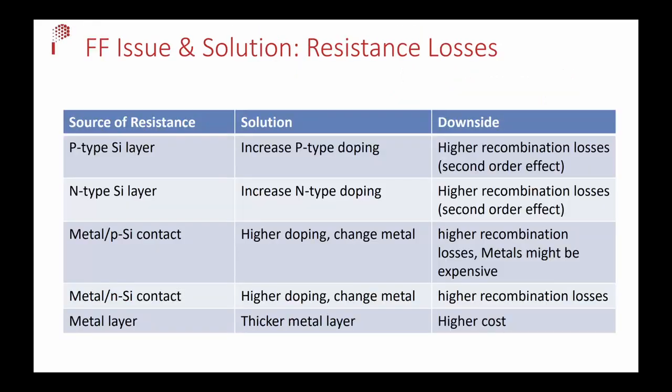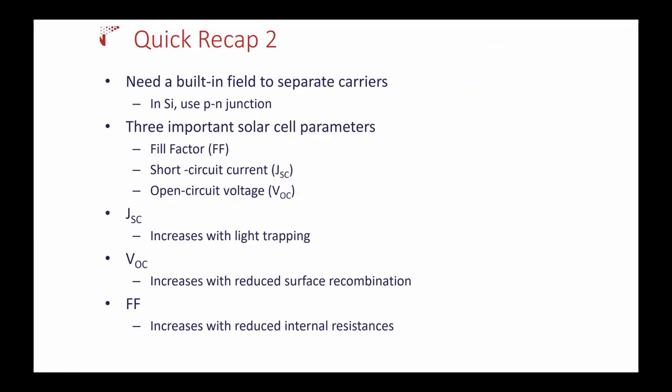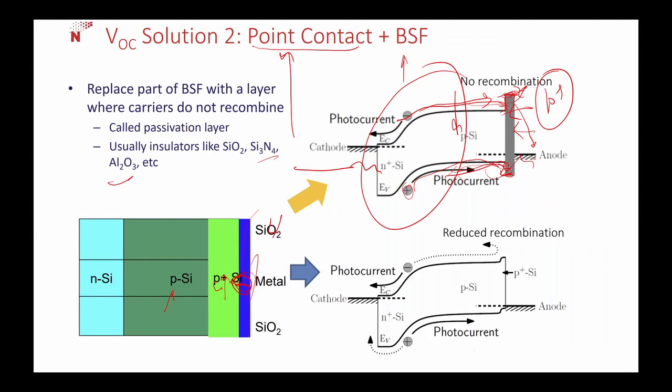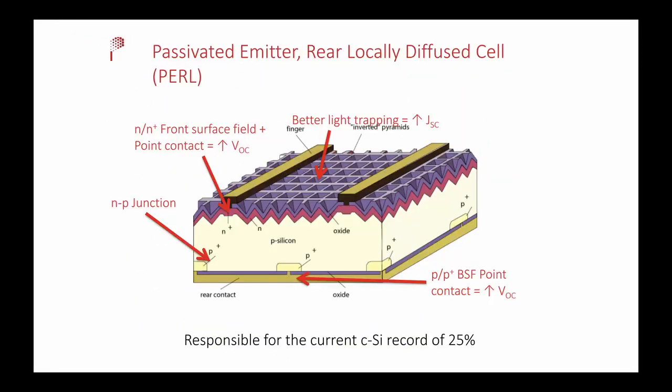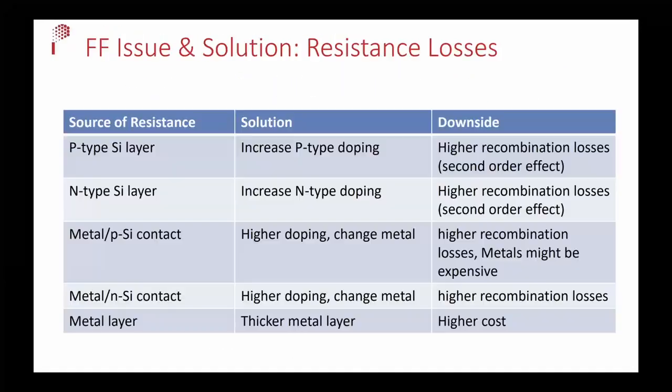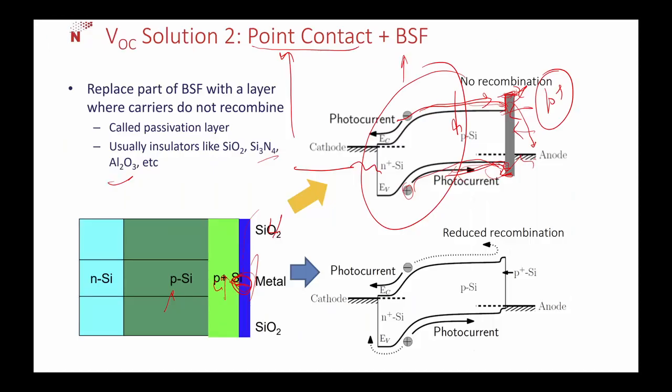In the next slide, these are some of the issues. In this one I will show you. So these are the point contacts. Point contact plus back surface field, with the combination of both we can further improve the efficiency of the solar cell.